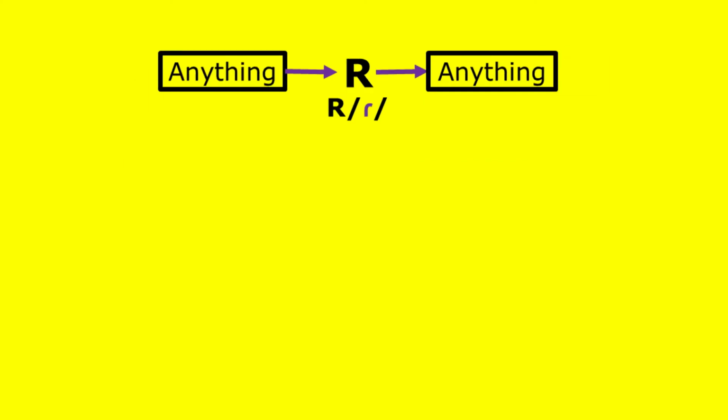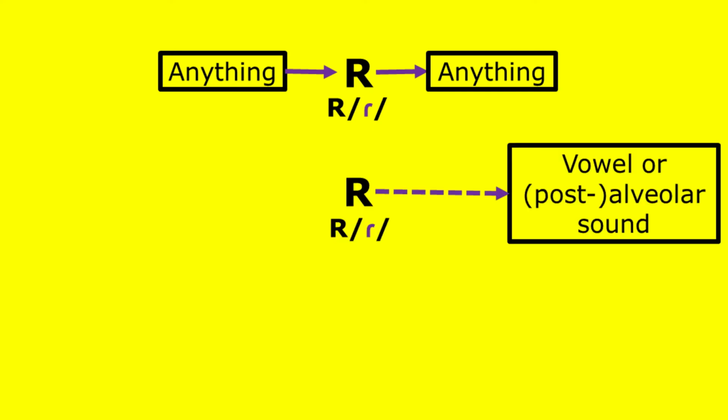R has similar rules for its sound, whether it's going to be simple or complex. I mean, it's going to be a tap or a full trill, like in Spanish. Between anything, it's going to have the sound of the tap. If a word ends in R and the next word begins with a vowel or postalveolar sound, it is going to sound like the tap.